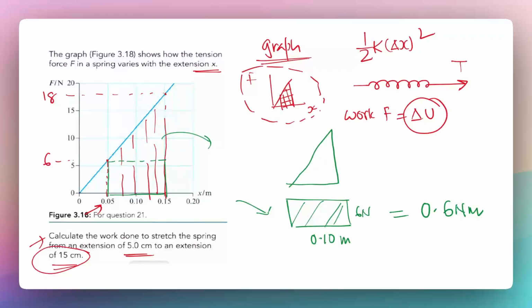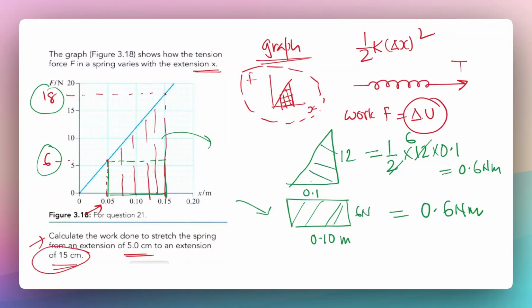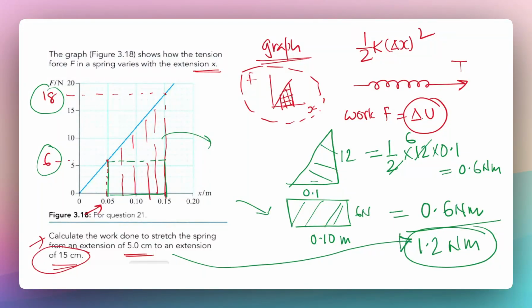The base again is 0.1, as you can see from here, and the height is going to be 18 minus 6, and that will be 12. To find the area, we're going to do half into 12 into 0.1. Half of 12 is 6, and 6 into 0.1 is again 0.6 Newton meter, and this is the area we are looking for. And that is going to be equal to the work done. 0.6 plus 0.6 is going to be 1.2 Newton meter, and that will be the work done in extending the spring from 5 centimeter to 15 centimeter.